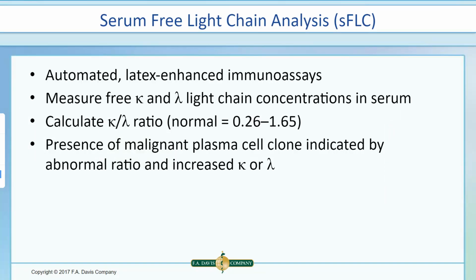Serum-free light chain analysis is an automated latex-enhanced immunoassay. It measures free kappa and lambda light chain concentrations in serum, and then you calculate the ratio. Presence of a malignant plasma cell clone is indicated by an abnormal ratio and increased kappa or lambda.